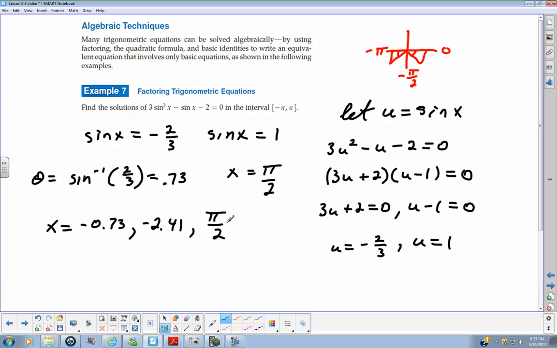So to find this answer, first we have to factor, and so I factored it. If you need to use substitution, like letting u equal sine of x, you can do that.